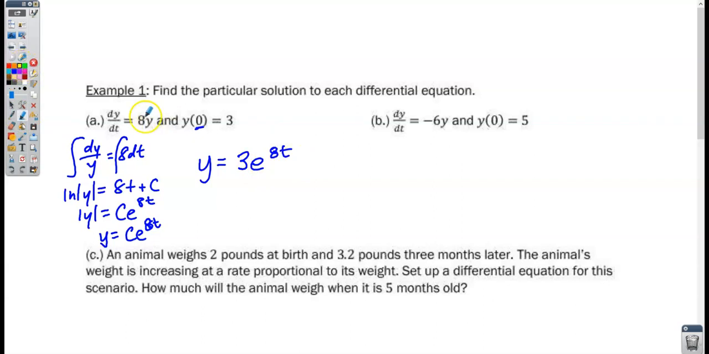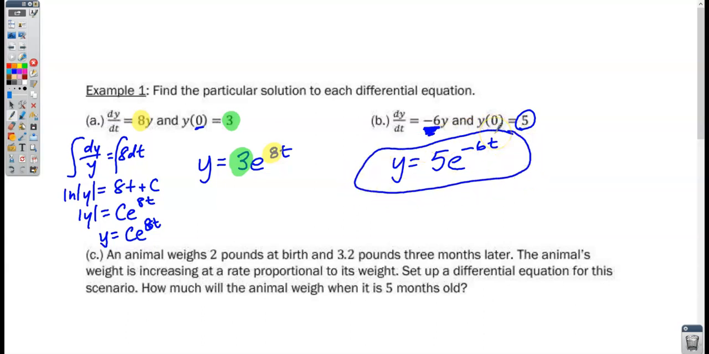Notice the constant from our differential equation is the constant that is in our exponent, and the value of the initial condition, if t is 0, that's going to be our leading constant. So looking at the next example, dy/dt equals negative 6y, and y of 0 equals 5, I can shortcut my way to this equation. My equation would be y equals 5, because that's the initial condition at time 0, e to the, and my constant from my differential equation is negative 6. And so that makes this equation y equals 5e to the negative 6t.